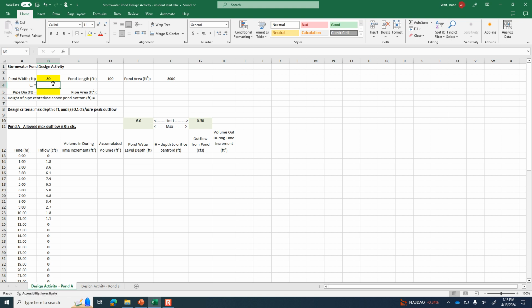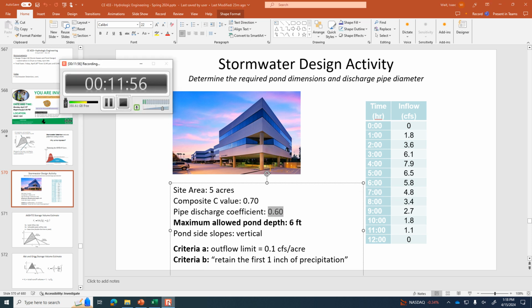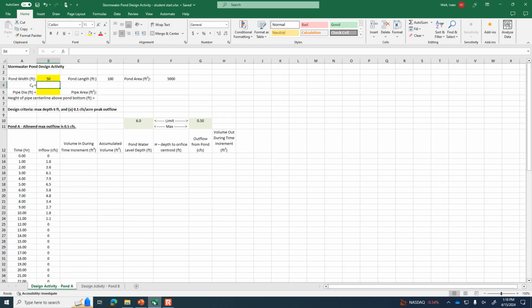Okay, coefficient of discharge was given in the problem statement to be 0.6, and that's just part of using the orifice equation for our outlet. Square root of 2gh gives you the velocity, multiplied by the area gives you a flow rate, and then 0.6 accounts for the energy loss as the water enters the pipe.